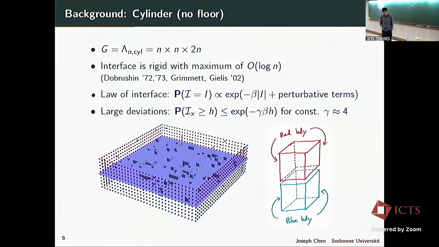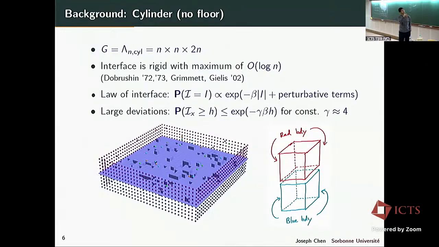Okay, so for some background, the breakthrough work in this area is by Dobrushin in the 70s. He proved that for the Ising model, when you're in this cylinder case, then you have this flat picture. So this is rigidity, and he proved that the maximum in this setting will also be log n. And he did this through a perturbative way of writing the law of this interface.